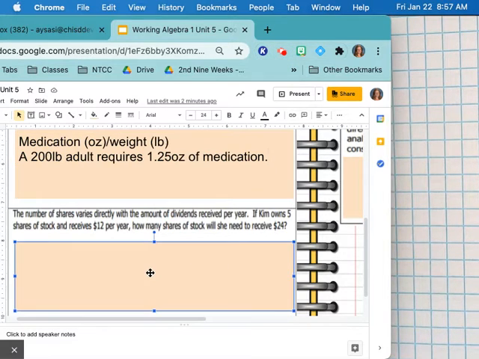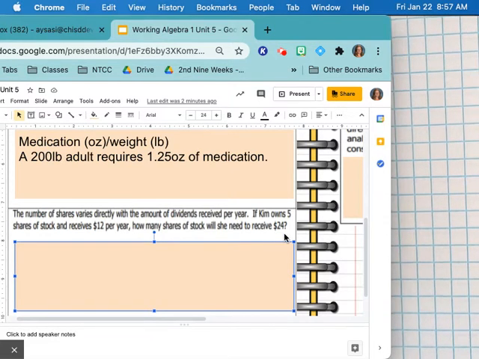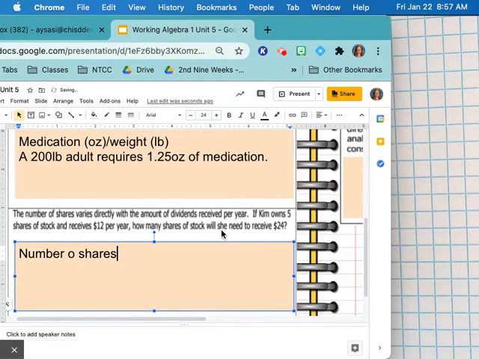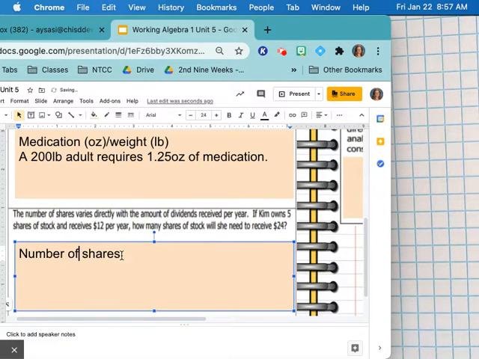Okay, so let's see how you did. So this tells us that number of shares vary directly with the amount of dividends. So number of shares varies directly with dividends. So the dividend is how much you are making off of those shares. It's your portion.